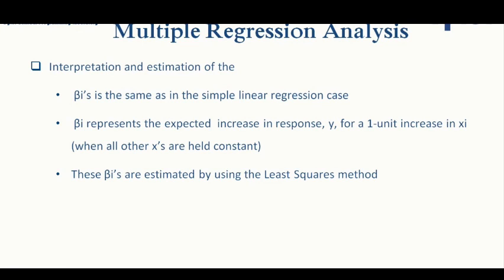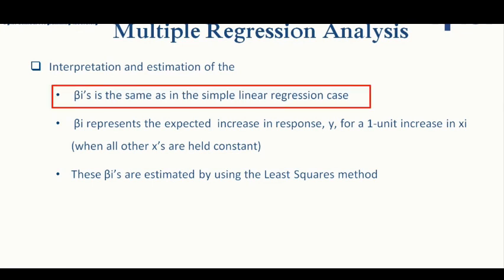In case of simple linear regression, it was a straight line. Here one should imagine a plane, a k-dimensional plane, and then you are talking about the distances of the data points from that plane, and you minimize those distances using the calculus method, and you estimate the parameters. So the beta i's are the same as in the simple linear regression case.